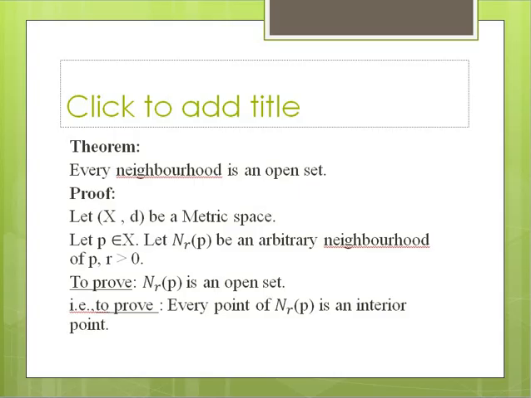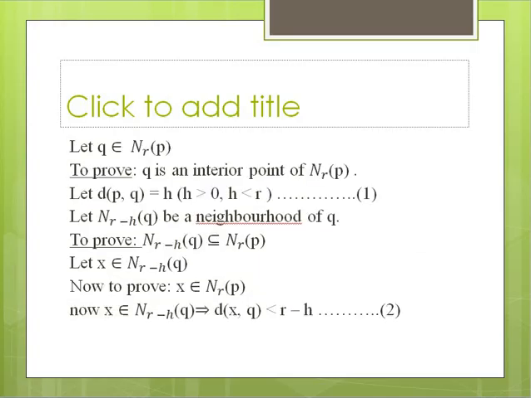Theorem: every neighborhood is an open set. Here is the proof of the theorem. We take X as a metric space, p as a point in it, and consider the neighborhood N of p over r, where r is greater than 0. Now we need to prove N of p is an open set. For that, every point of the neighborhood must be an interior point. We take q in the neighborhood. We have to prove q is an interior point.